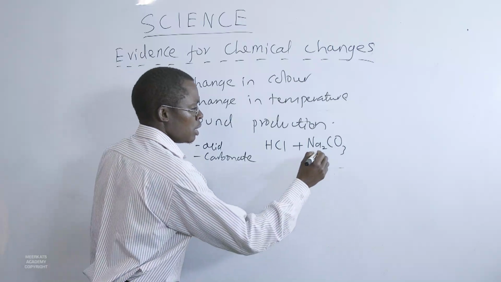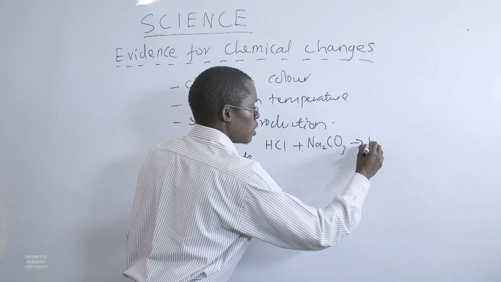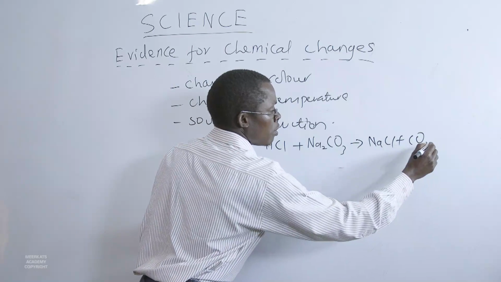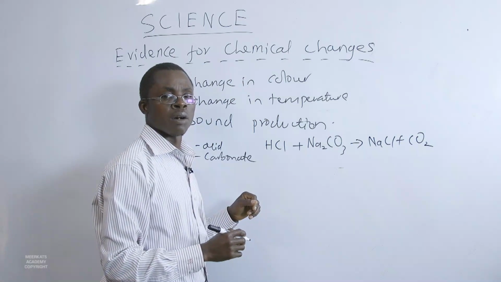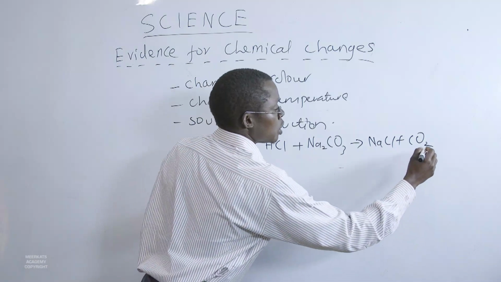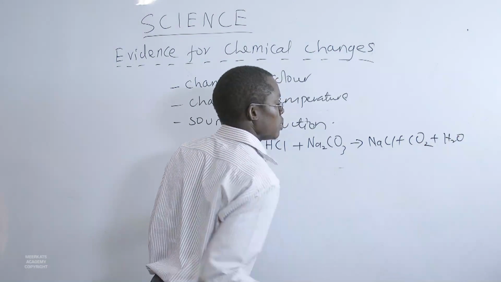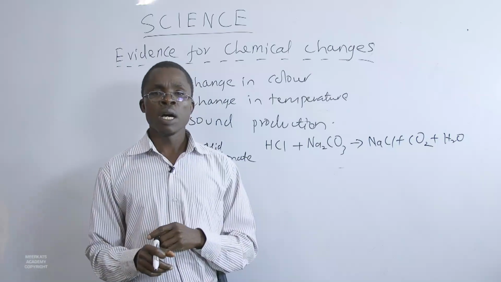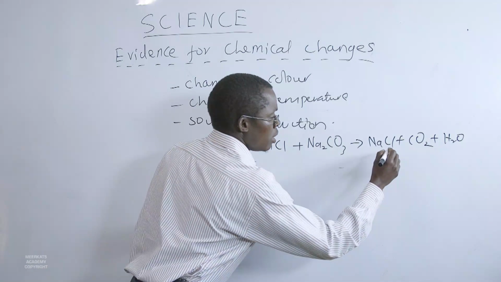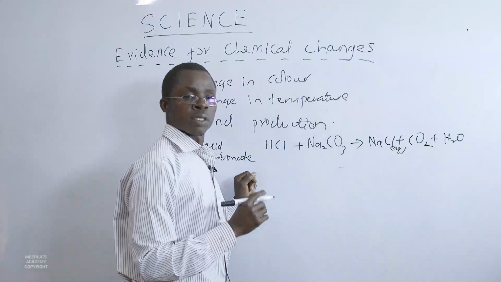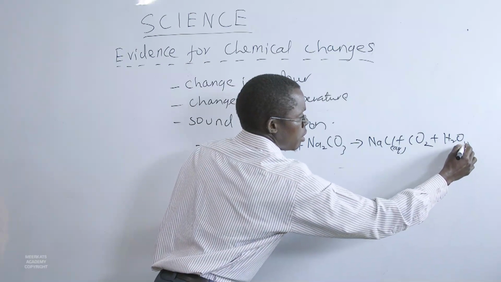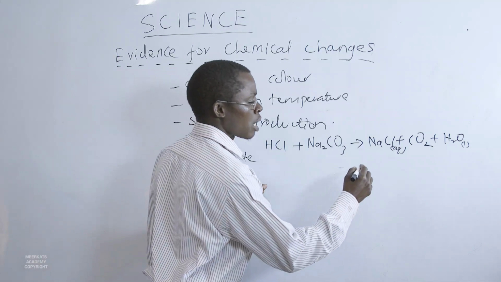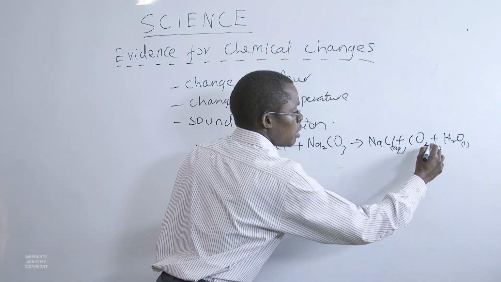So you will find that in this reaction, you will form sodium chloride plus carbon 4 oxide or carbon dioxide plus water. So you are forming three things: sodium chloride, carbon dioxide, and water. This sodium chloride will be in a solution form. Water will be in a liquid form. The one that is totally different is carbon dioxide, which will be in a gas form.